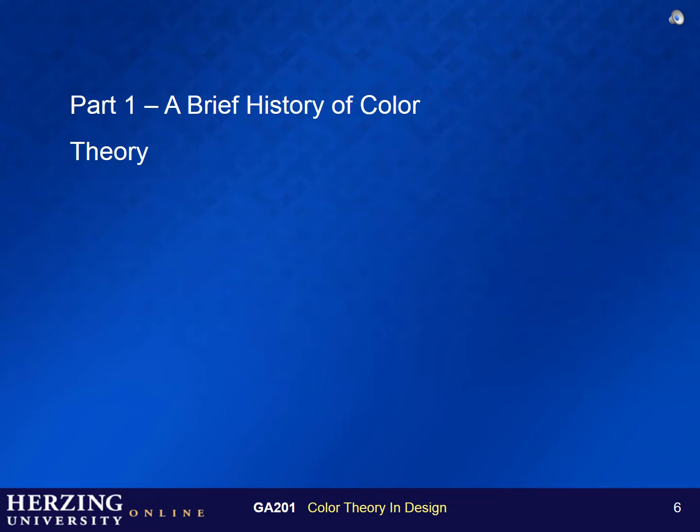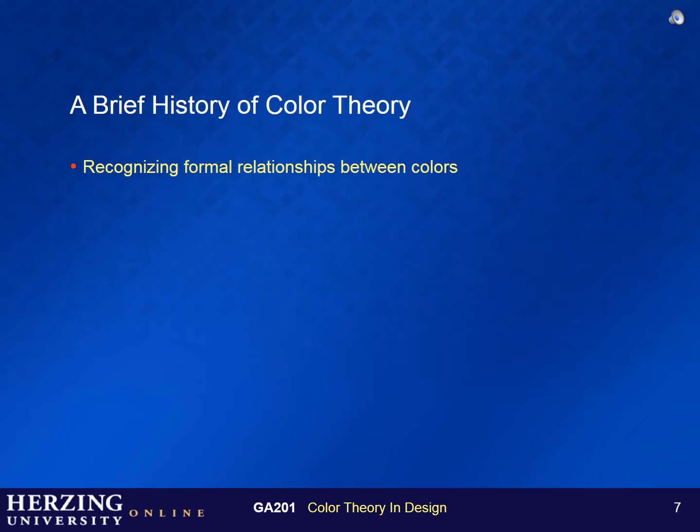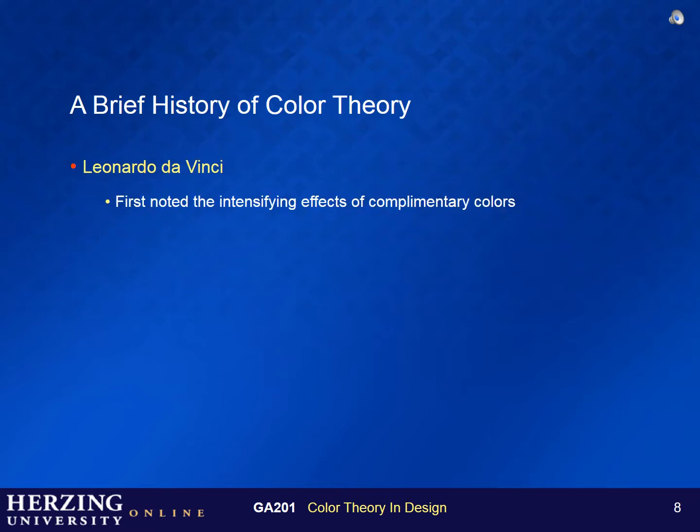Part 1. A brief history of color theory. Since ancient times, scholars have sought to formalize and recognize relationships between colors. The first notable color theorist was Leonardo da Vinci. He noted the way certain colors, particularly opposite or complementary colors, seem to intensify when used in conjunction.